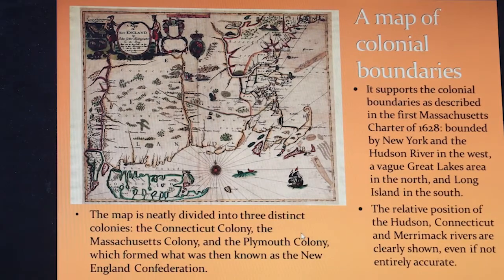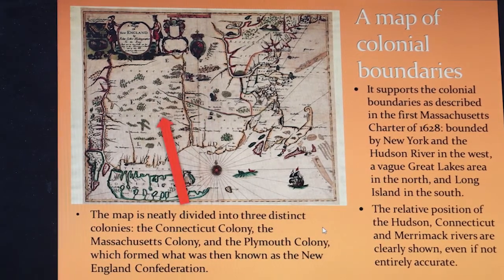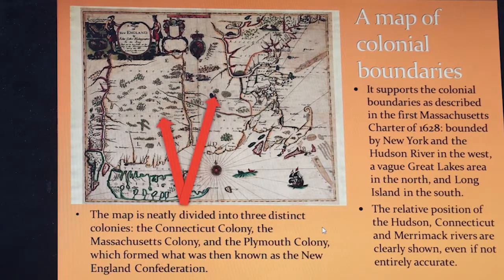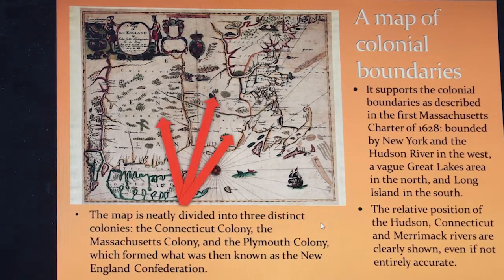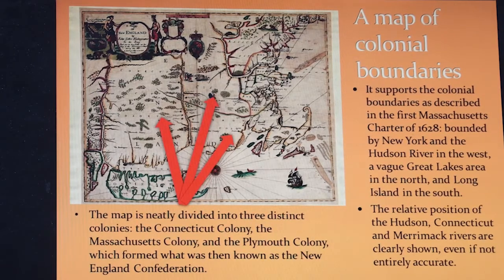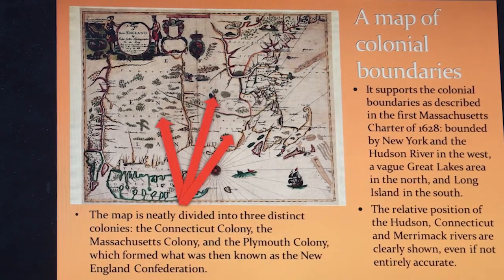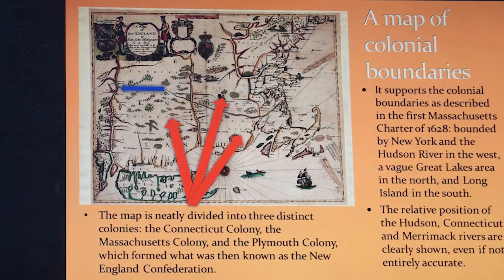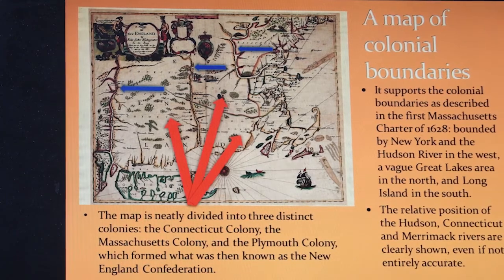The map is neatly divided into three distinct colonies: the Connecticut colony, the Massachusetts colony, and the Plymouth colony, which formed what was then known as the New England Confederation. It supports the colonial boundaries as described in the first Massachusetts Charter of 1628, bounded by New York and the Hudson River in the west, a vague Great Lakes area in the north, and Long Island in the south. The relative positions of the Hudson, Connecticut, and Merrimack rivers are clearly shown, even if not entirely accurate.